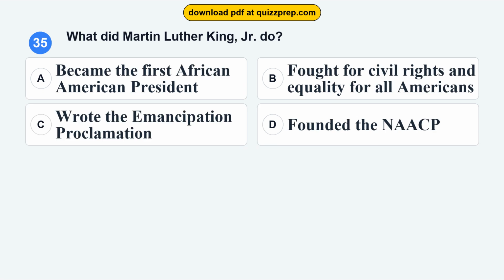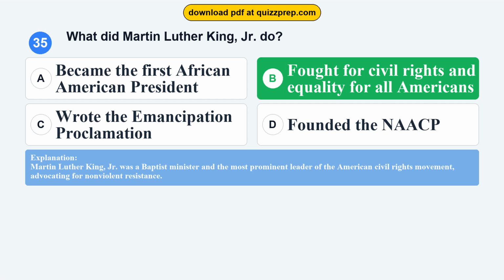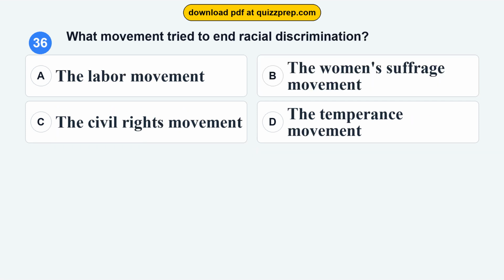Question 35. What did Martin Luther King, Jr. do? Option A, became the first African American president. Option B, fought for civil rights and equality for all Americans. Option C, wrote the Emancipation Proclamation. Option D, founded the NAACP. The correct answer is option B, fought for civil rights and equality for all Americans. Martin Luther King, Jr. was a Baptist minister and the most prominent leader of the American civil rights movement, advocating for nonviolent resistance.